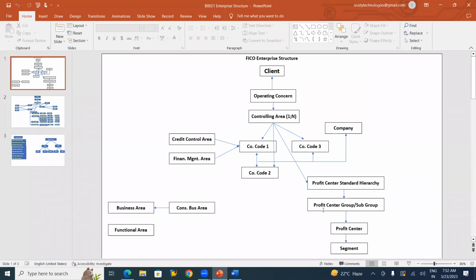Okay, write down. Profit center group and subgroup will be used to capture plan or actual values for more than two profit centers.